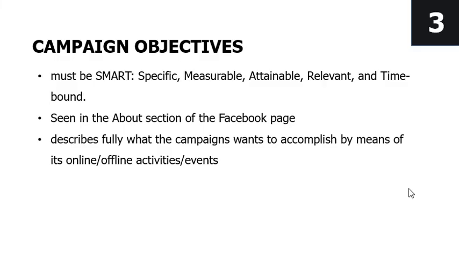Third one, campaign objective. So if campaign slogan is a one-liner, campaign objective, you can have several campaign objectives, and you can have several sentences explaining what your goals are. Okay? The campaign objective must be smart. Specific, measurable, attainable, relevant, and time-bound.